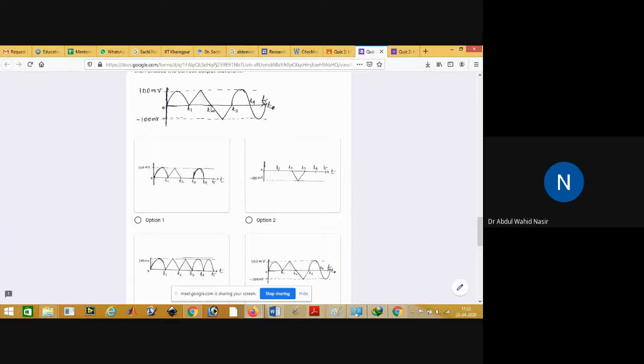But during the time period T2 to T3, the diode will be in reverse bias and it won't conduct, so the output voltage will be 0. Now again in this region the diode will conduct, and again from T4 to T5 it won't conduct. Since it is a positive half wave rectifier, it will only allow the positive signal to pass. As a result, this negative signal from T2 to T3 and T4 to T5 will be discarded. So option 1 is correct.